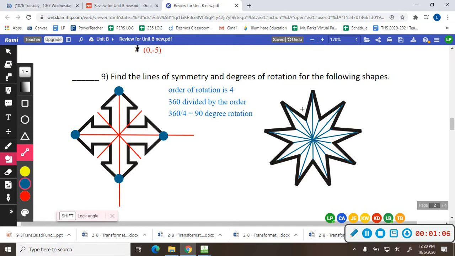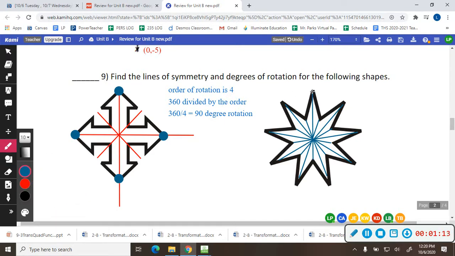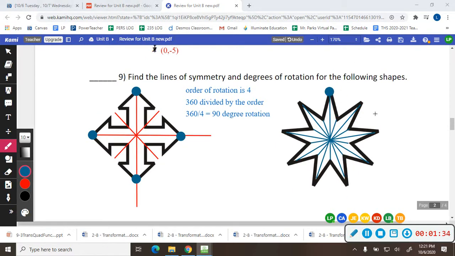Now, for degrees of rotation, if I started with the point right here, notice this is a symmetrical object, so I would say it would go from here to here, and then here, that's 2, 3, 4, 5, 6, 7, 8. So if I were to go from here all the way around, I would say this has order 9.